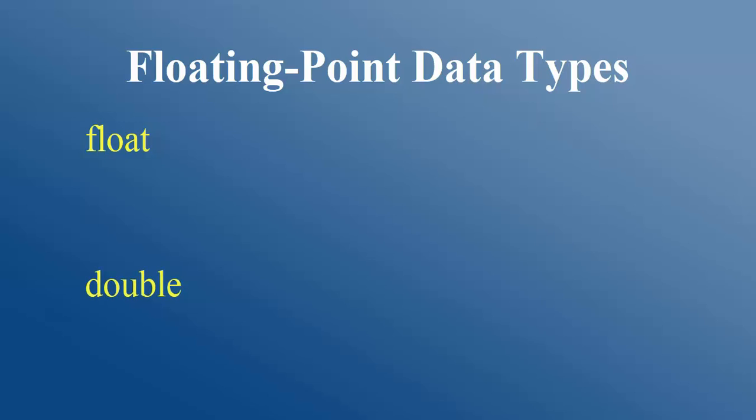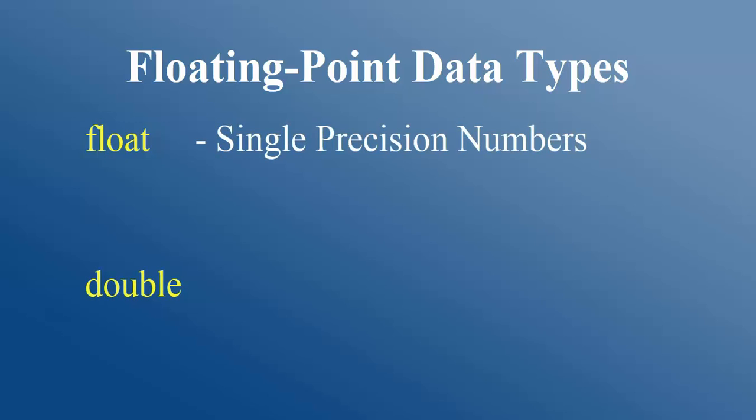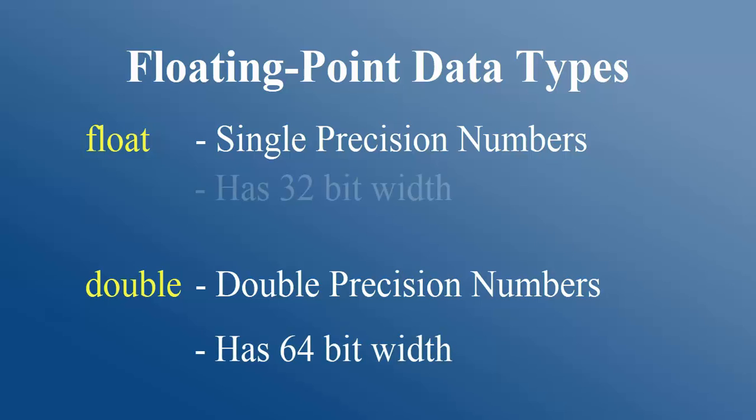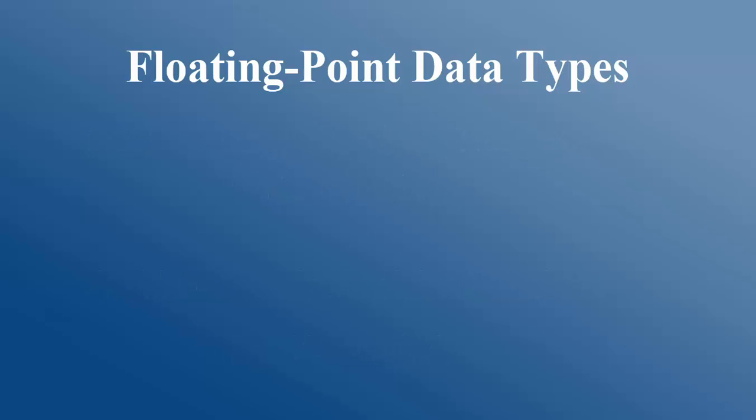The float represents single precision numbers, while the double represents double precision numbers. That's why they have different widths and ranges. For example, the double has a 64-bit width while the float has a 32-bit width. So let's start by looking at float.